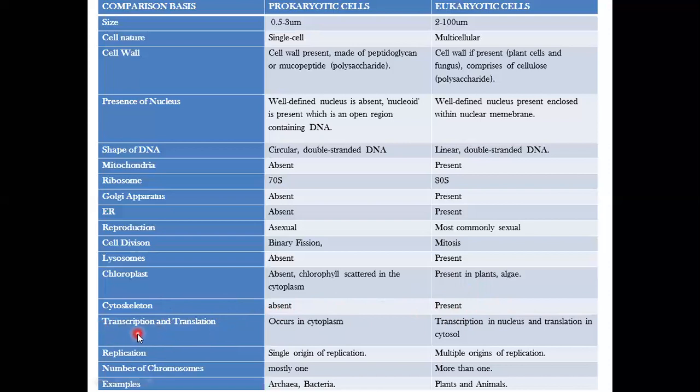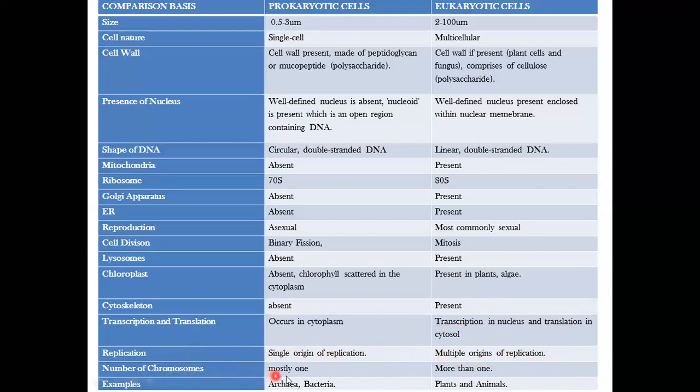Transcription is the formation of messenger RNA from DNA, and translation is the formation of proteins from messenger RNA. In prokaryotes this generally occurs in the cytoplasm, because there is no true nucleus, and in eukaryotes transcription occurs in the nucleus and translation occurs in the cytoplasm. Next, replication. In prokaryotes, a single origin of replication is present. Origin of replication is a point from which the process of replication starts. In eukaryotes, multiple origins of replication are present.